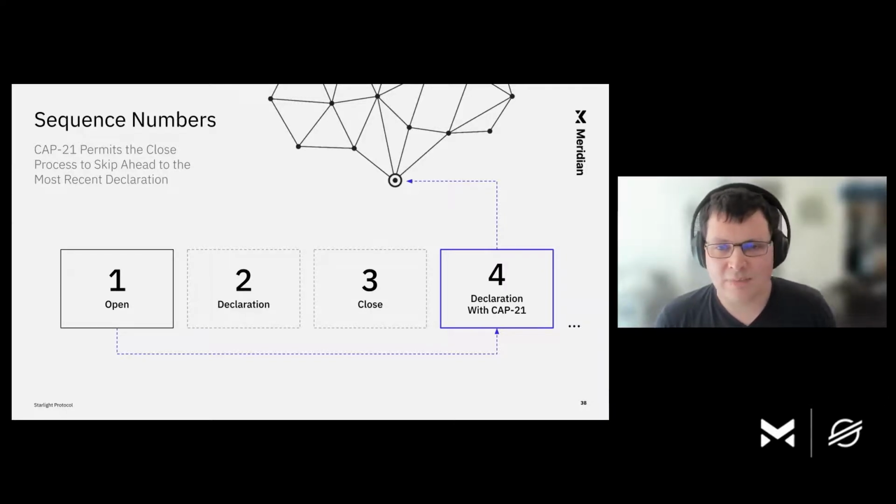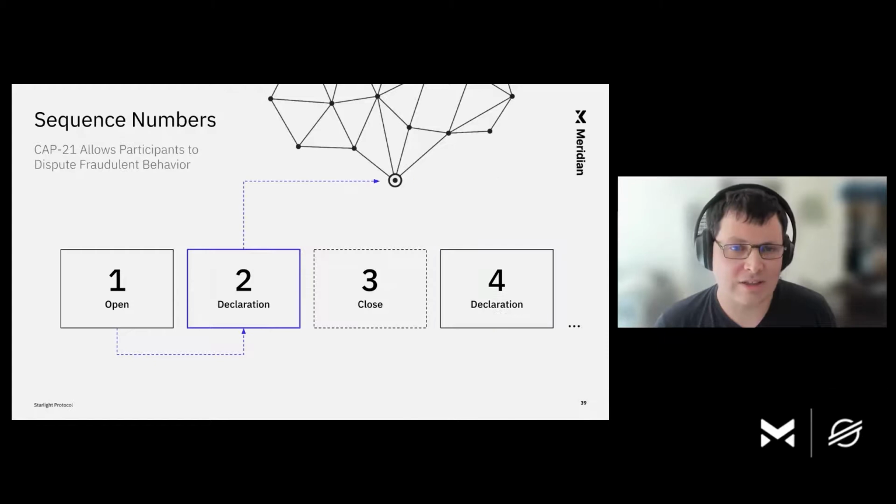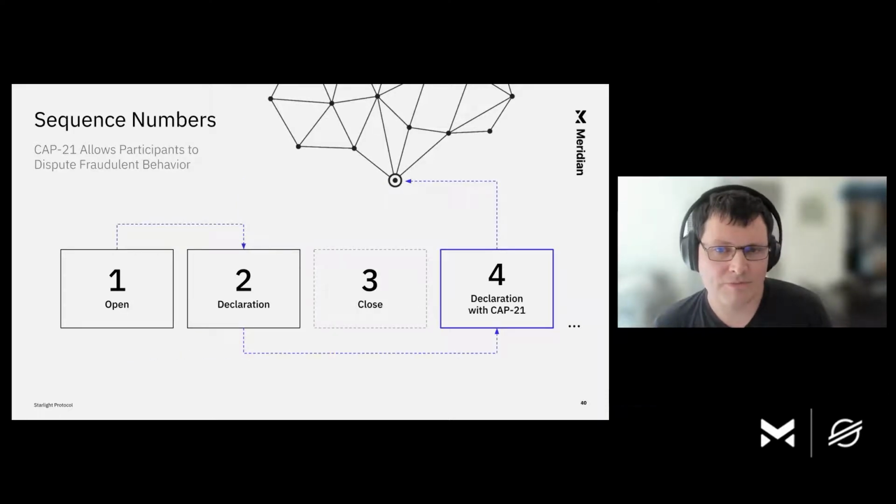This capability to skip ahead to a more recent declaration is also how a close can be disputed. So if in our scenario, Alec had regretted the payment that's captured in transactions 4 and 5, he might try to start the close process with transaction 2. And if I saw that happen, I could dispute the close by submitting transaction 4. Remember that once transaction 4 is submitted, lower number transactions can't execute anymore. So this prevents the close from completing with transaction 3, which contains that old state.